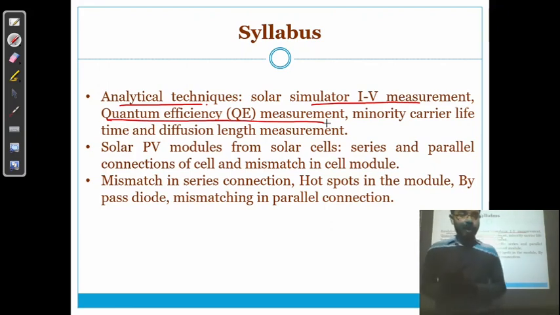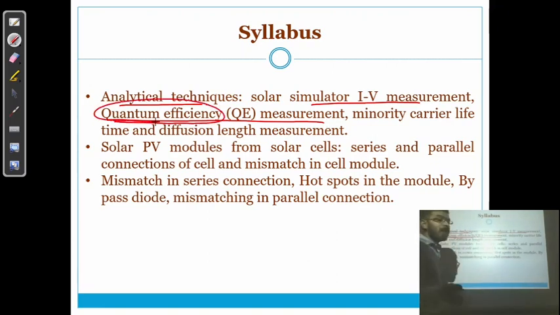In quantum efficiency measurement we will be able to understand two types of quantum efficiency, that is internal quantum efficiency and external quantum efficiency. We will see them in detail in the upcoming lectures. Quantum efficiency is related to the individual efficiency of photons. Light is made up of electromagnetic waves, which have different wavelengths and different frequencies. So if you find out the efficiency of a solar cell with respect to particular wavelengths or frequencies, that is the meaning of quantum efficiency.